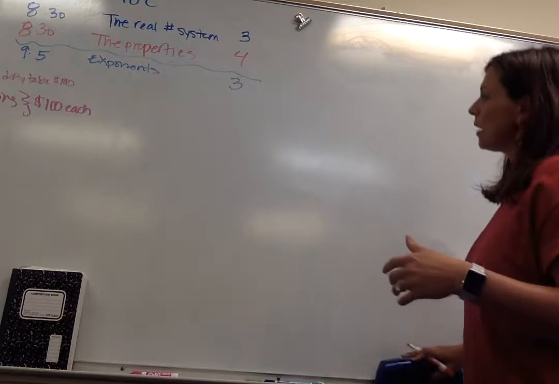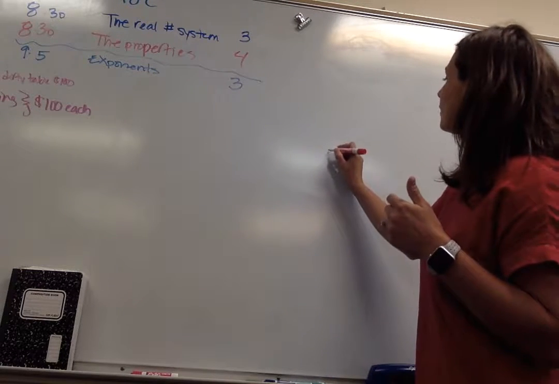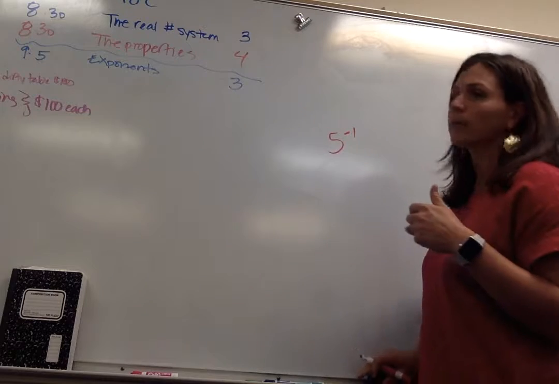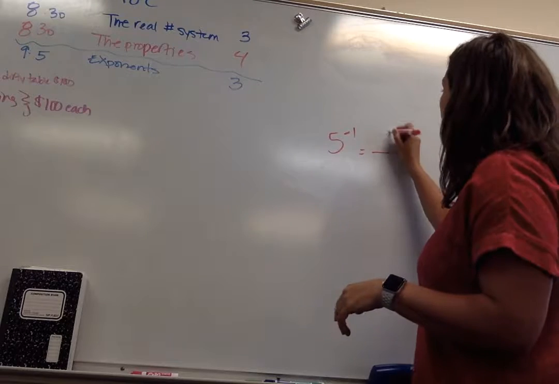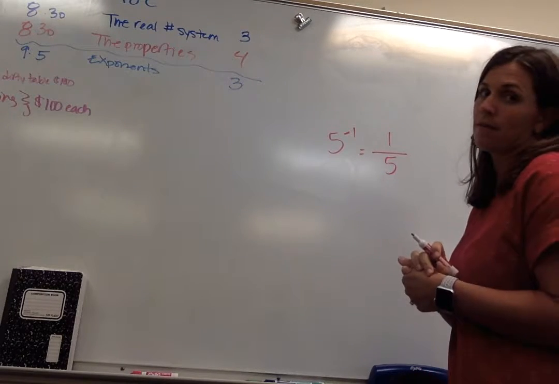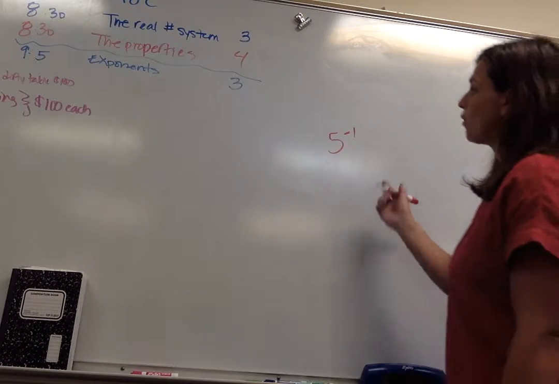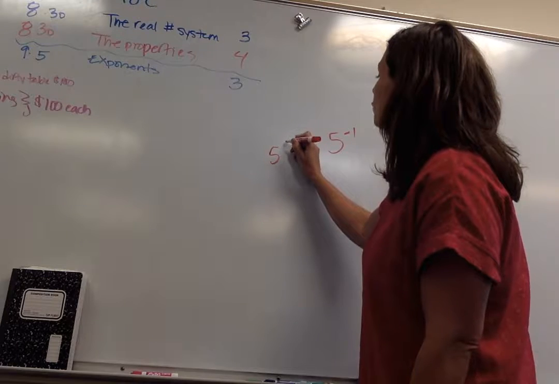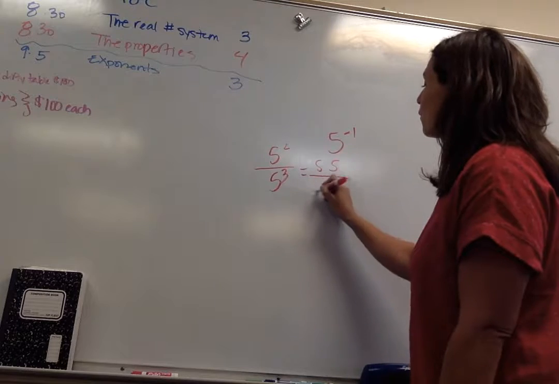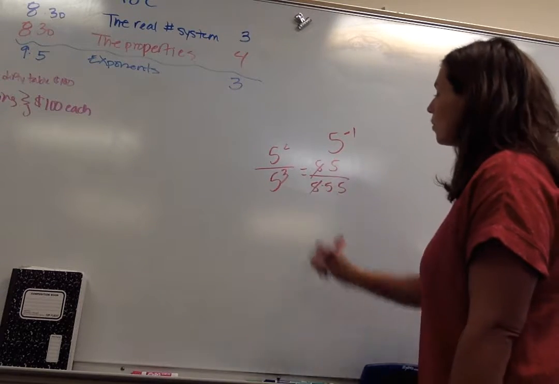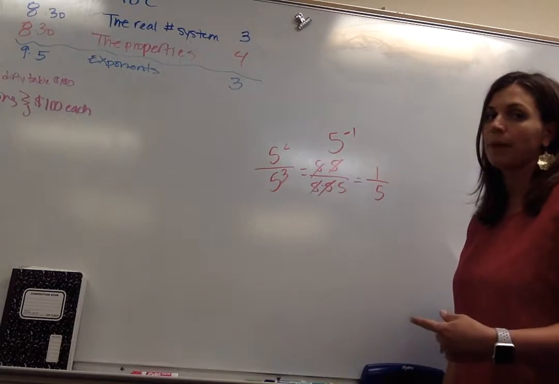When we get to the notes in a second, which I'm going to put on the second video, you'll have something that looks like this: 5 to the negative 1 power. What does 5 to the negative 1 power really mean? It means that you have 1 over 5. How would you come to that? It would be like me saying 5 to the 2nd over 5 to the 3rd, which is 5 times 5 over 5 times 5 times 5. So 5 divided by 5 is 1, 5 divided by 5 is 1, and it leaves you with 1/5, okay?